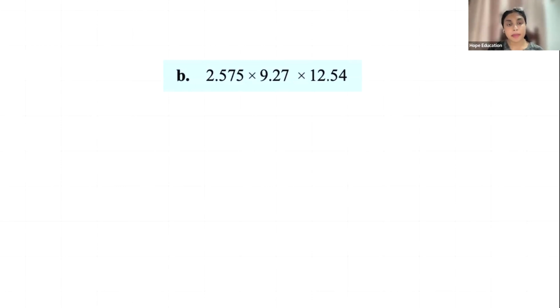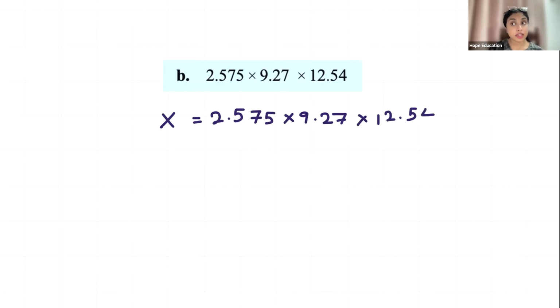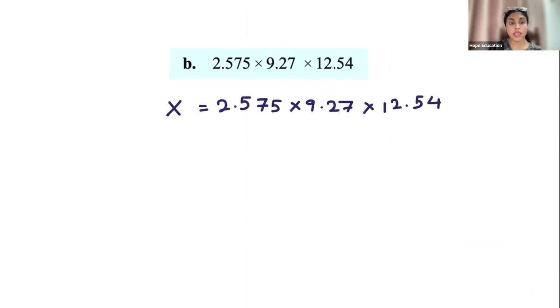Anyways, I'll call the answer x. So x is equal to 2.575 multiplied by 9.27 multiplied by 12.54. I'm going to convert everything to log. Log x.